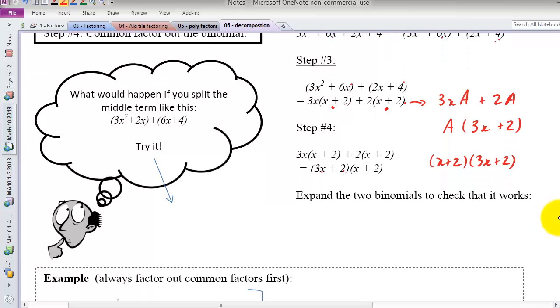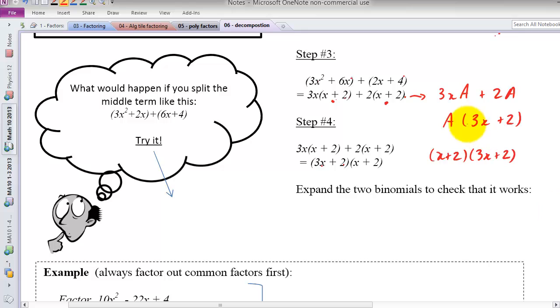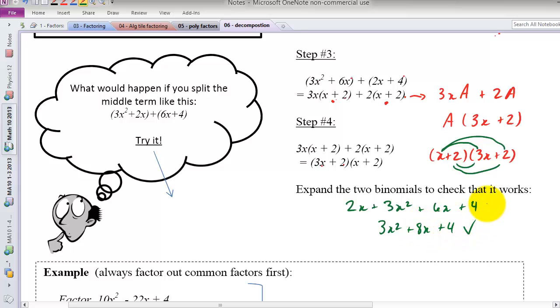And we can expand those two binomials to see that it works. So I'll do that. I get 2x plus 3x squared plus 6x plus 4. So that's equal to 3x squared plus 8x plus 4. That checks out okay.